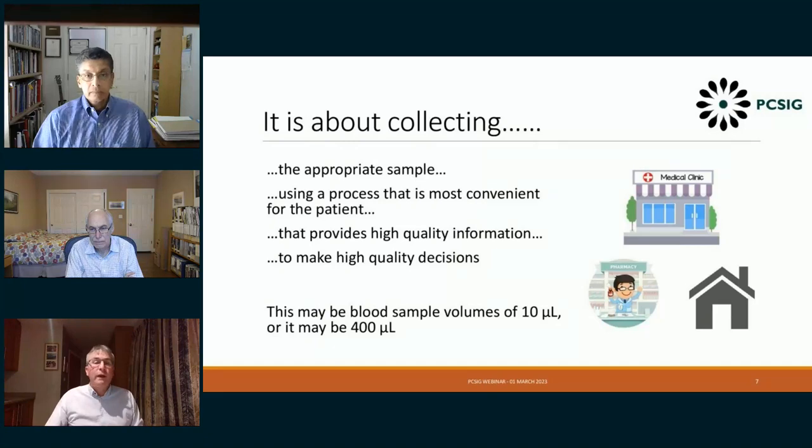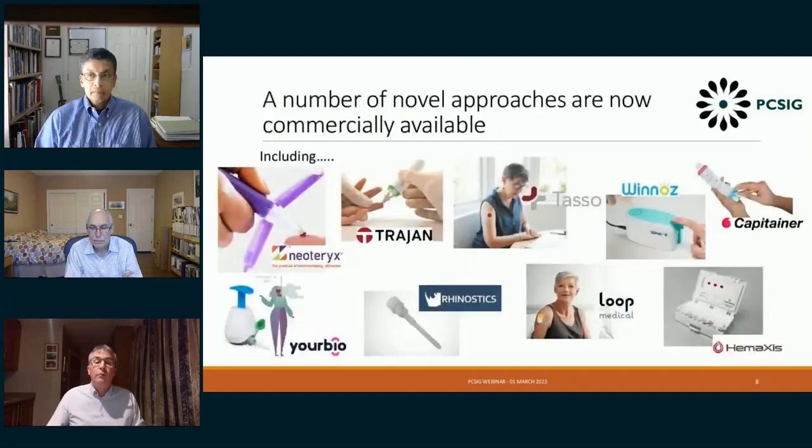So what we're looking at is about collecting the appropriate sample. We want the sample to be good enough to answer the questions that we have. We want to use a process that's most convenient for the patient. We want to be able to provide high quality information. We don't want to downgrade the decision-making process, so we still want high quality data. And we want to be able to make high quality decisions. And this could be a small volume blood sample, or it could be a larger volume blood sample.